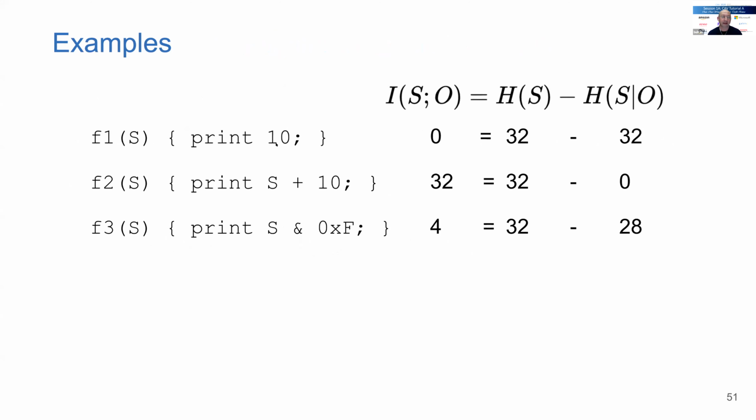Its output has nothing to do with the secret. So the initial uncertainty about the secret is 32 bits. After I observe the output, which is always 10, the remaining uncertainty is 32 bits. How much information is leaked? Nothing. It's 0 bits of information leaked.